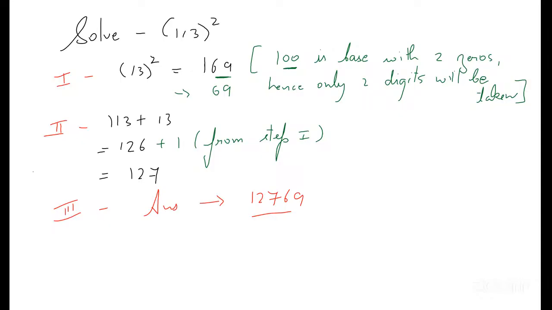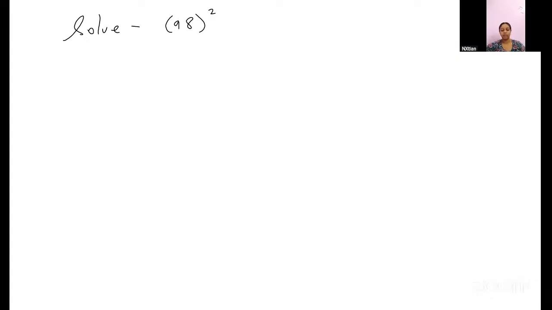Okay, so let's try one more question. Now, how do we do it with a 2 digit number? Solve 98 square. Now see guys, this is quite simple. In this part also, the base is 100. Why? Because 98 is close to 100.